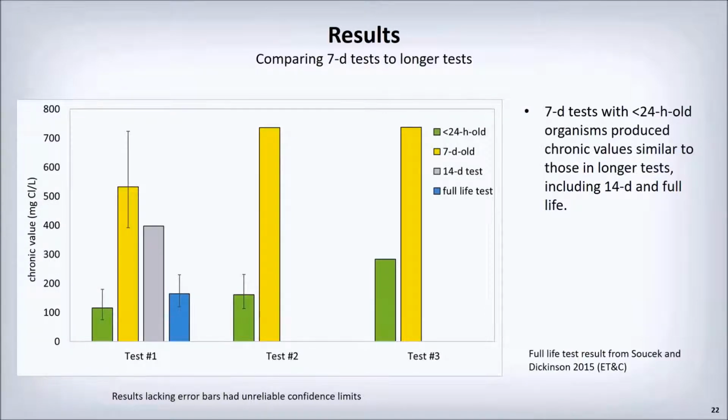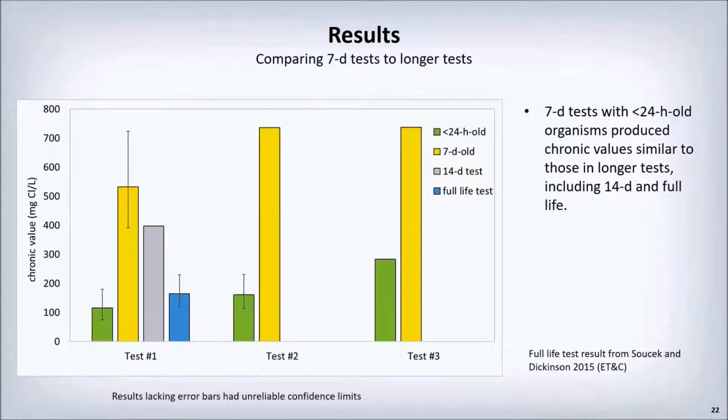Compare that to longer duration tests. I've added a gray bar and a blue bar next to test number 1. The gray bar is a 14-day test that was started with less than 24-hour-old organisms. And the blue bar is a previously published full life cycle test where we started with less than 24-hour-old organisms and went all the way to emergence as an adult. And that was the most sensitive endpoint there.